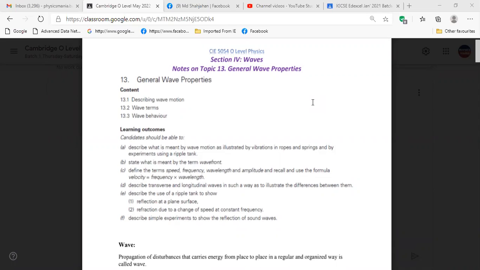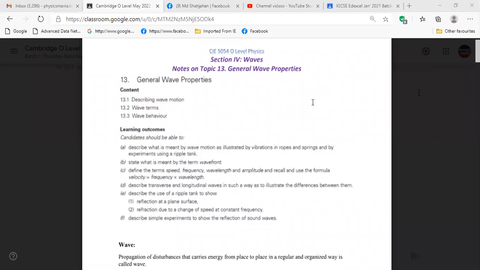Describe what is meant by wave motion as illustrated by vibration in ropes and springs and by experiments using a ripple tank. State what is meant by the term wavefront. Define the terms speed, frequency, wavelength, and amplitude, and recall and use the formula velocity equals frequency times wavelength. Describe transverse and longitudinal waves in such a way as to illustrate the difference between them.